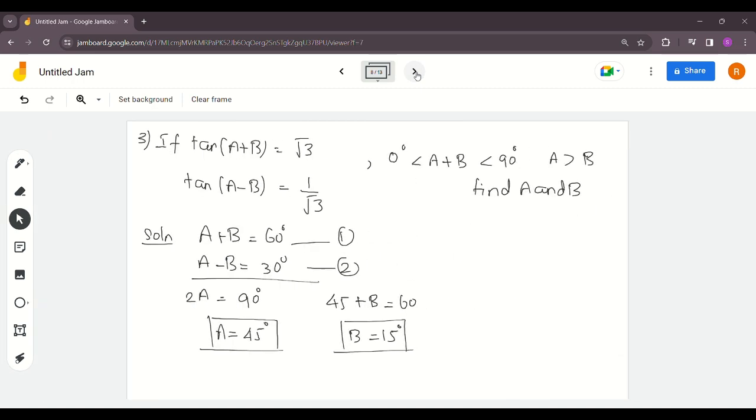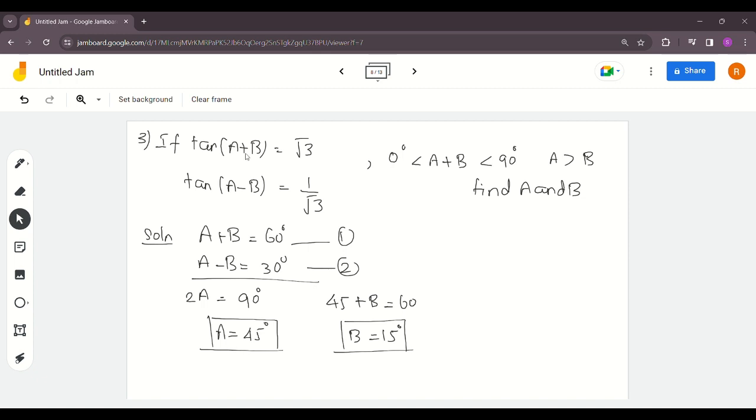Next is a very simple problem. Tan of A plus B is root 3. Tan of A minus B is 1 by root 3. So 0 less than A plus B less than 90 degree and A greater than B. Find A and B. So here from the trigonometric table directly you know that A plus B is 60 degree.